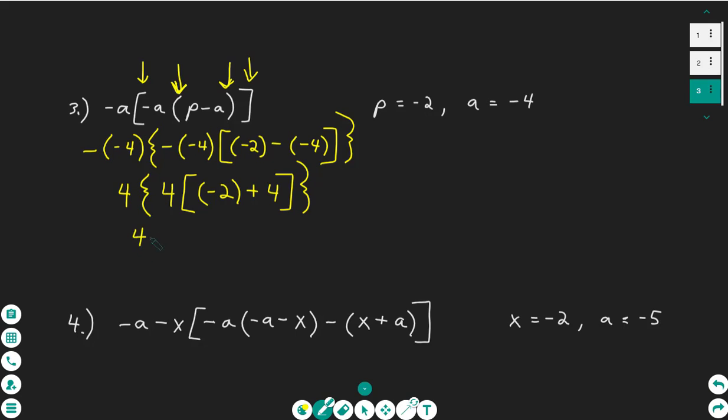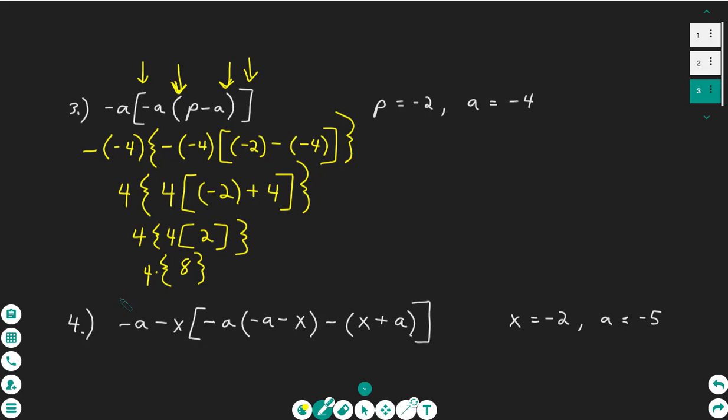So I'll just rewrite things. We have 4, brace, 4, bracket. Now we have a -2 plus 4 is going to give us a +2, bracket, brace. Okay? Now we can get rid of some brackets here because we only have one number in the bracket now. So 4 times 2 is going to give us an 8. Brackets are gone. All that we have left is the brace, and then we have this 4 on the outside.